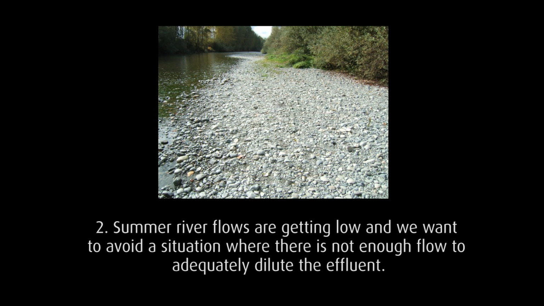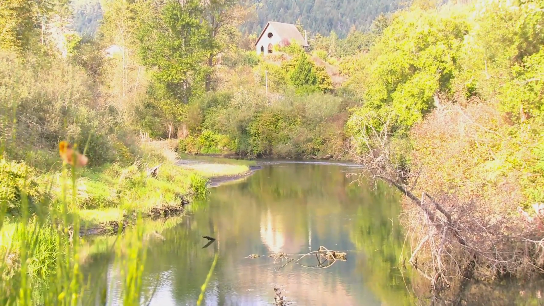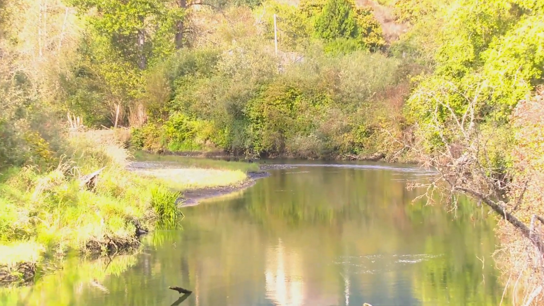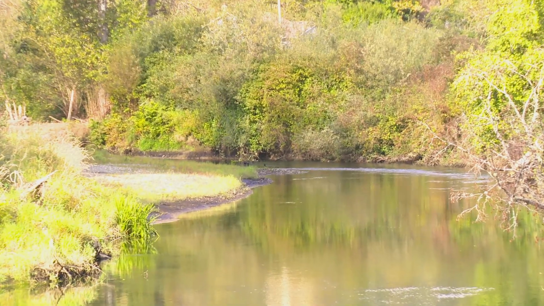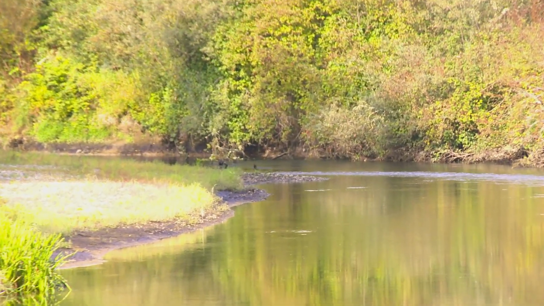Secondly, summer river flows are getting low, and we want to avoid a situation where there is not enough flow to adequately dilute the effluent. And meantime, in winter, high river flows and shifting gravel pose a risk to the outfall structures. The Cowichan River and estuary are special places, both for people and for wildlife. Moving the outfall will help to maintain high environmental and safety standards long into the future, even as our community grows.